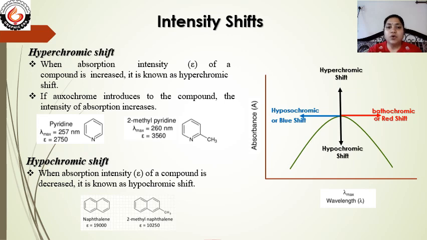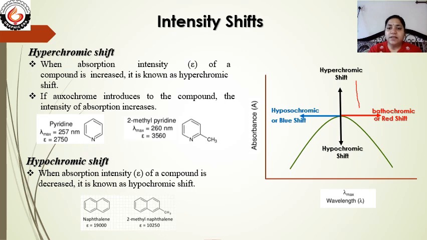If an auxochrome is introduced to the compound, the intensity of absorption increases. This happens due to the introduction of an auxochrome in a molecule. Like here, the example of pyridine is given. Pyridine has an intensity of 2750. But when a CH3 group, an auxochrome, is attached to the pyridine, the intensity is increased to 3560. So this type of shift is due to the presence of an auxochrome and this is known as hyperchromic shift.